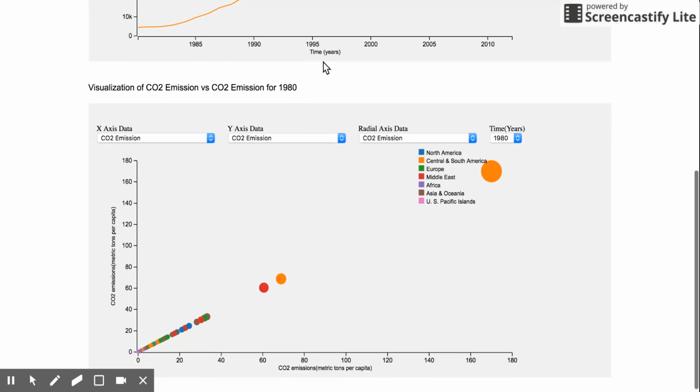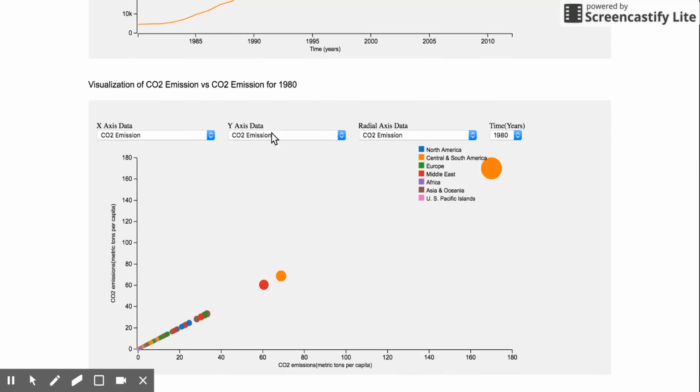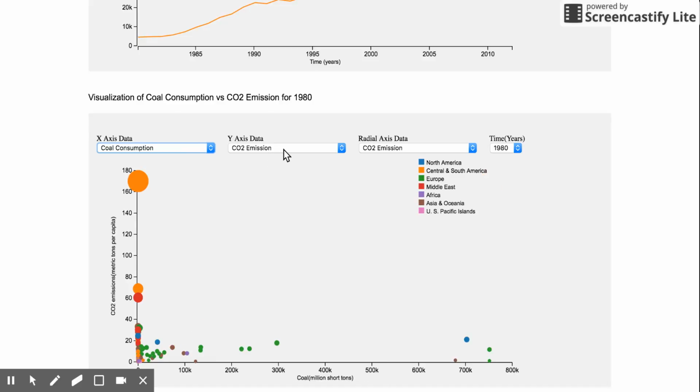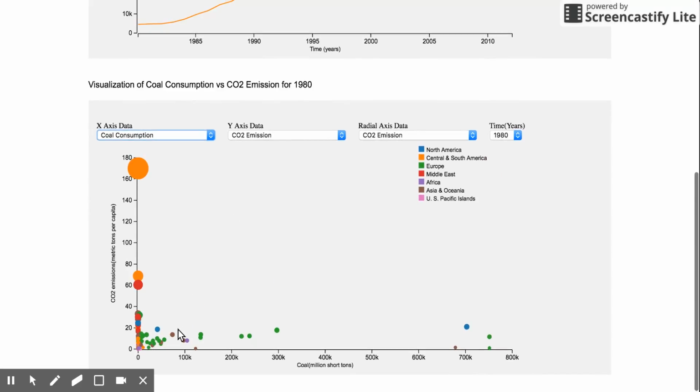Another chart, other than the bar chart, is a bubble chart or scatter plot. Here we can choose three types of data to represent on the visualization: x-axis, y-axis, and z-axis, which is the radius of the circle, which gives you the magnitude of how much the value is. This is for one particular year, and you can choose a different year and see the difference. So let's see coal consumption and the CO2 emission.